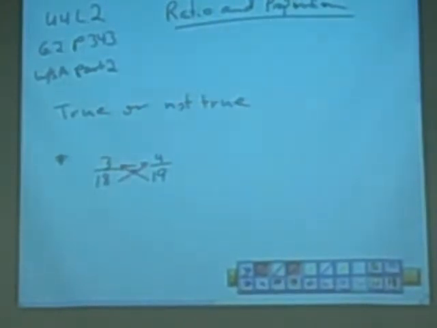If both sides equal, then it's true. If both sides are not equal, then it's not true. And in mathematics, true and not true is not the same thing as true or false. So if you put true or false instead of not true, that's incorrect. Okay?